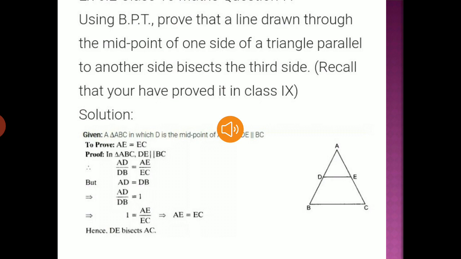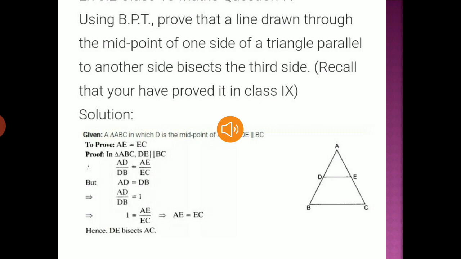Next question. Using BPT, prove that a line drawn through the midpoint of one side of a triangle parallel to another side bisects the third side. Recall that you have proved it in class 9th. Children, recall you have proved the midpoint theorem in class 9th. It states that a line drawn through the midpoints of any two sides of a triangle is parallel to the third side. So, in the figure now, what they have given is D is the midpoint of AB and DE is parallel to BC.